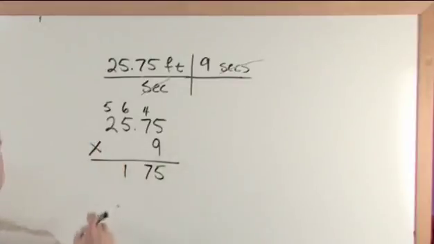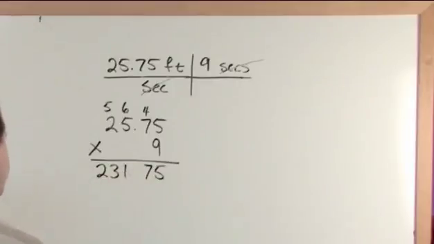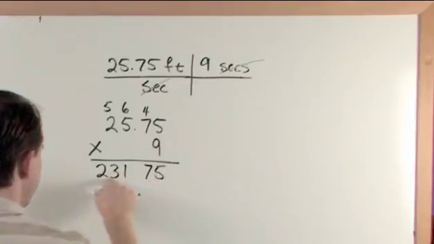So I need to put 23 down, and there's nothing else over here, so I just put the 23 down here, okay? Because there's nothing else to carry it to. So you have 23175, and you just need to figure out where to put this decimal point. Does it go here? Does it go here?